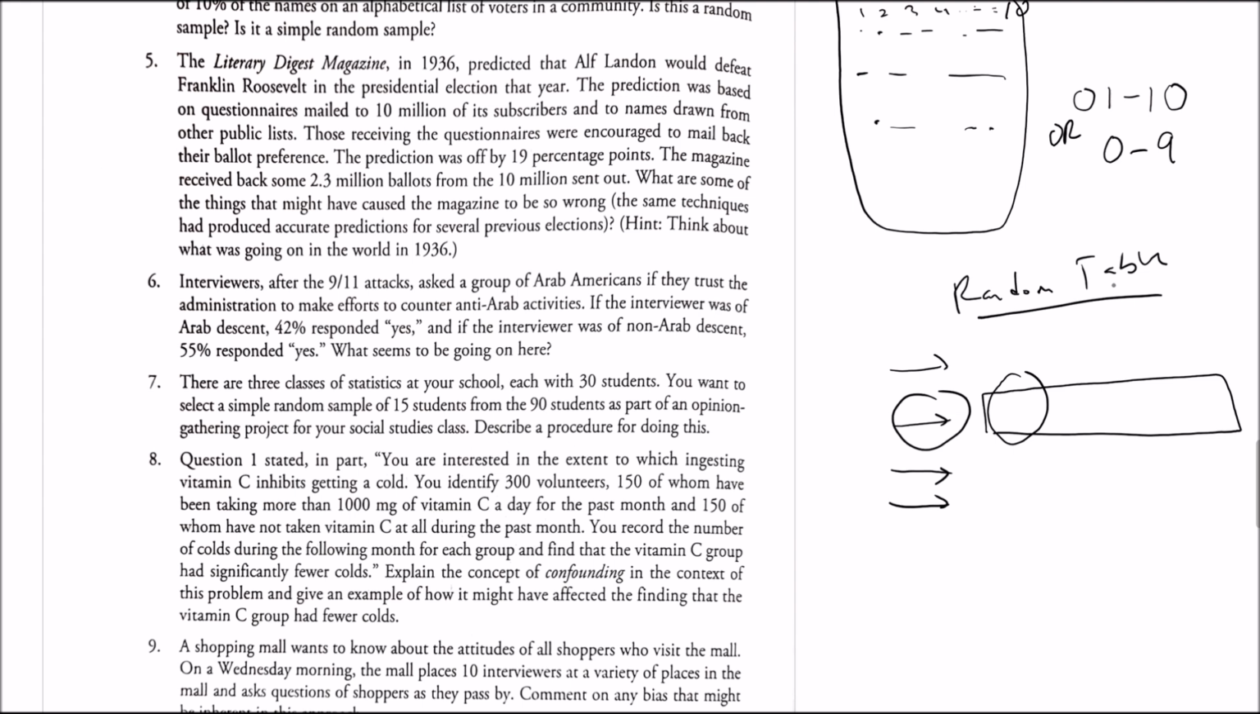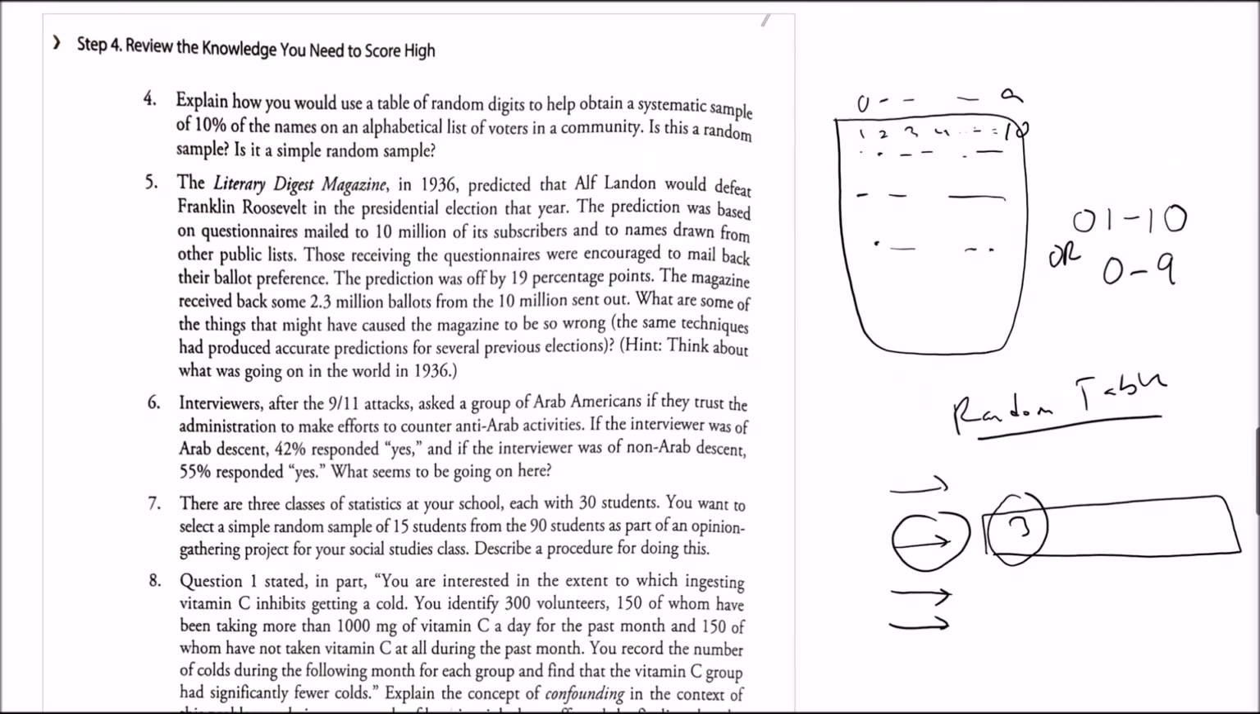So let's say the first number is 3. Then you're going to pick the third person on the list, the third name, or if you're going from 0 to 9, whatever corresponds to the number 3 on your list. And then you're going to go every 10th member, right? And you keep doing that until you get your sample.